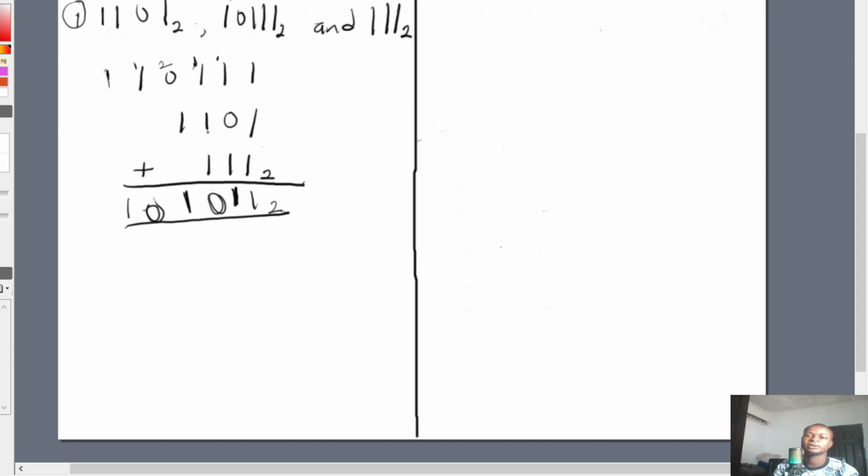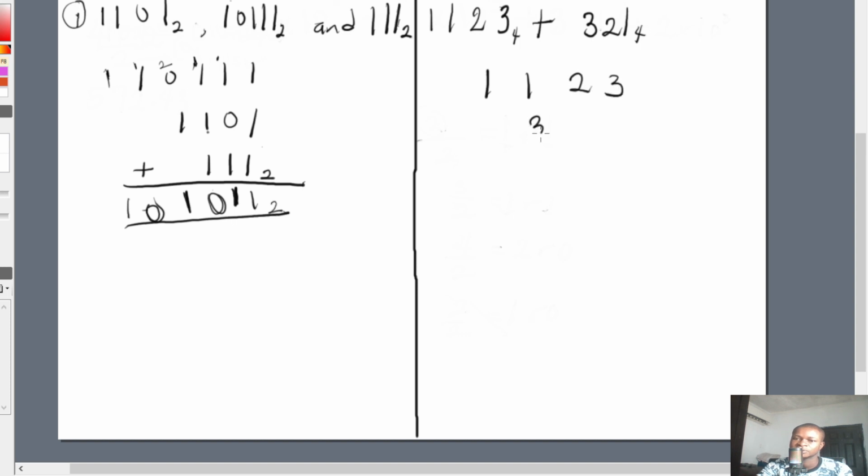Okay, I'm solving my second question here, which is 1123 base 4, and we also have it added with 321 base 4. Obviously we have a correct number base here. So how do we put the solution down? We have 1123, in addition to 321. Everything is in base 4.